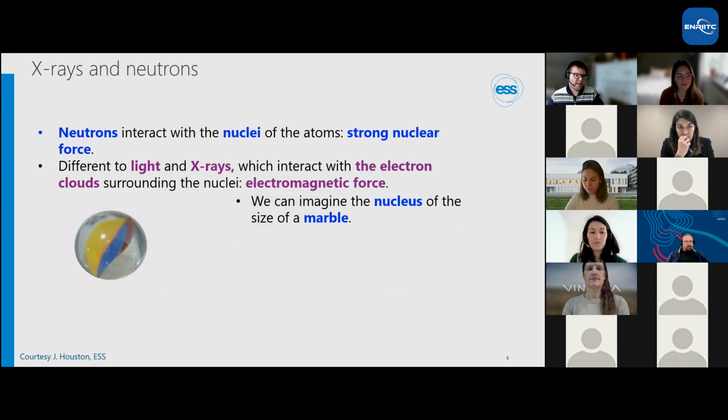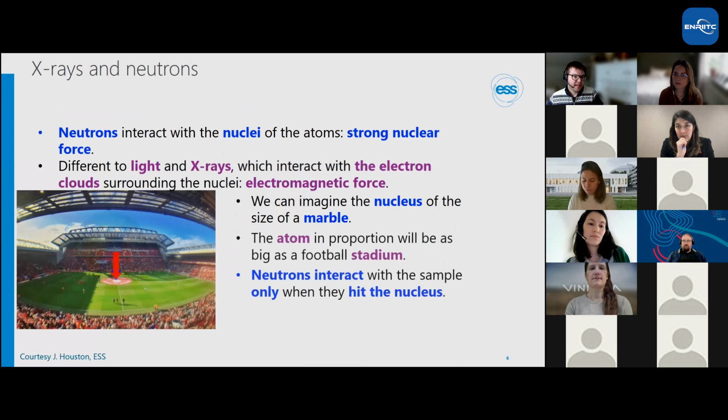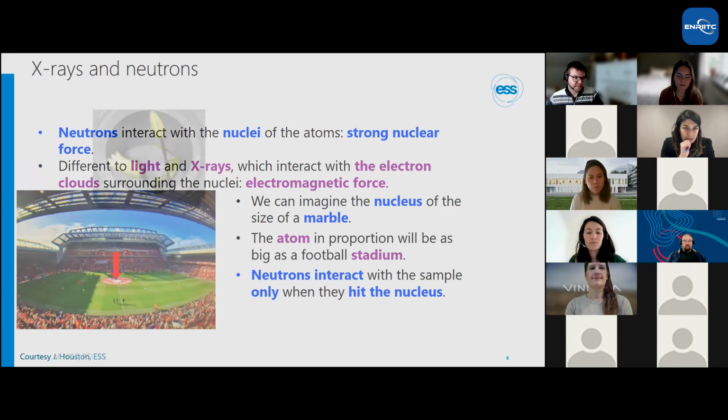Now typically everyone is more familiar with X-rays than with neutrons because they are much easier to come by. So I like to briefly review how X-rays and neutrons differ in their interaction with matter. Neutrons interact with the nucleus of an atom, unlike light or X-rays, which interact with the electron cloud. So you can imagine the nucleus to be the size of a marble, and then the atom is the size of a football stadium. As a result, neutrons interact with your sample only when they hit the nucleus.